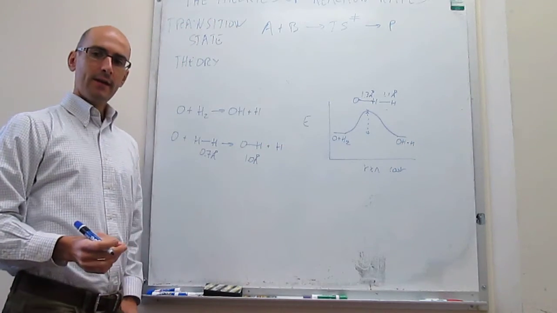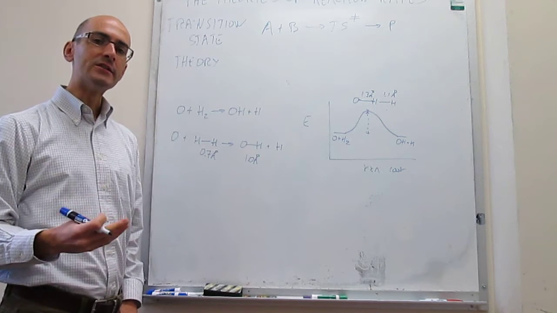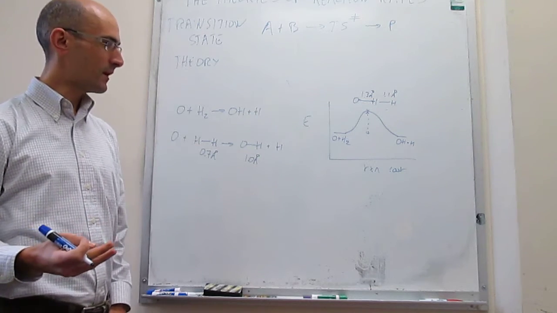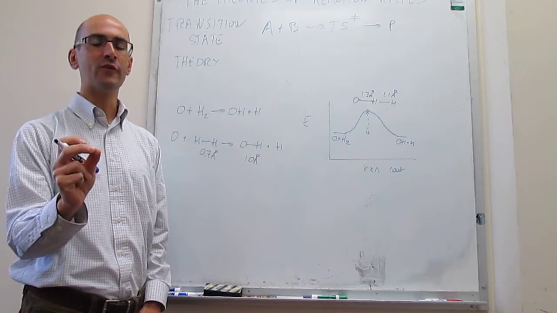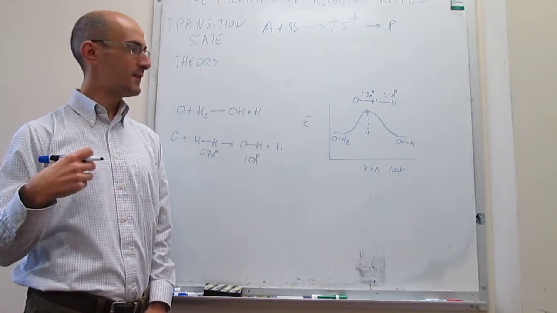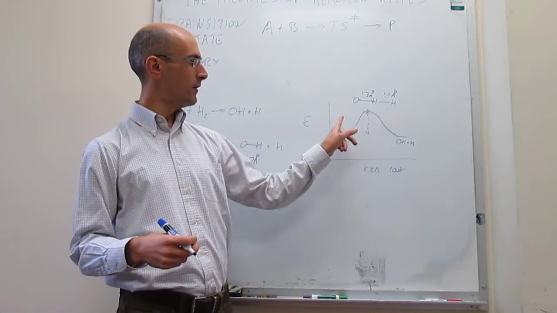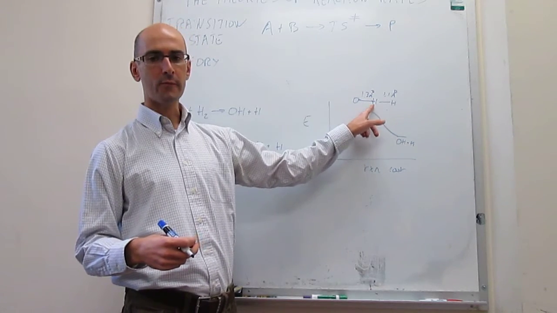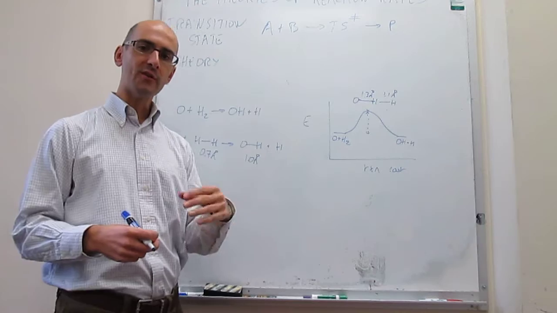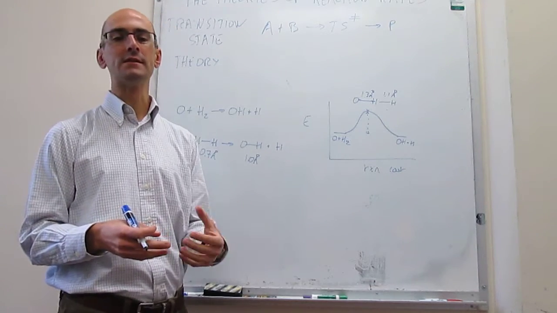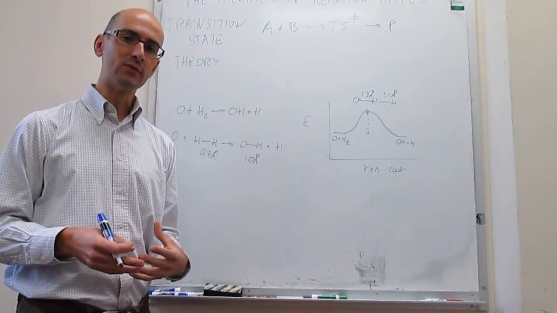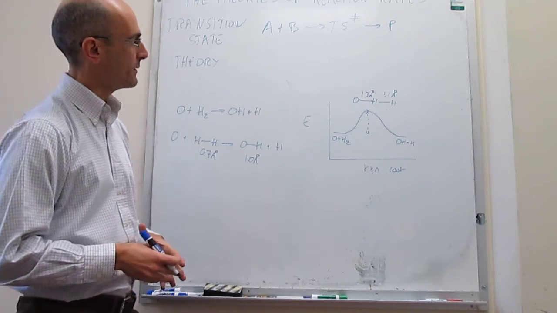Now, this transition state is not a stable species. It's a fleeting species, something that lasts for a very, very short period of time. It's either always in the process of breaking or always in the process of being formed. But again, you cannot isolate it, you cannot put it in a bottle. We will see that under certain circumstances, you may be able to see it using really fast spectroscopic techniques.